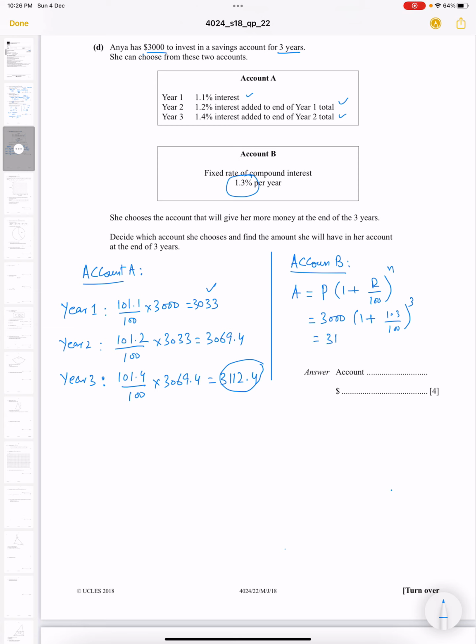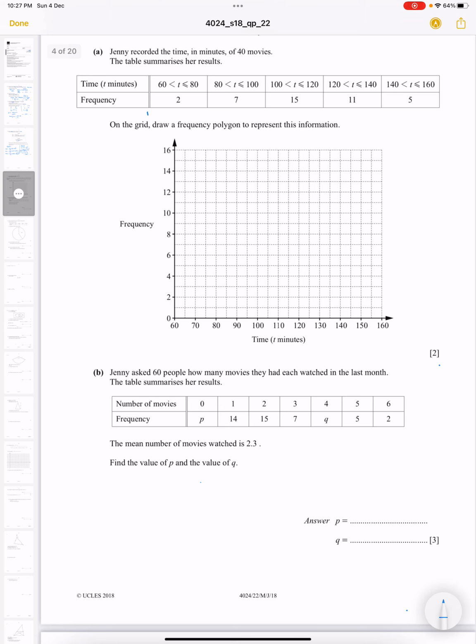3118.5. This answer is 3118.5. So definitely this A means amount here. Let me write amount. So this account is giving more amount. So account B has more profit. And the amount which she will receive, let's write it here, 3118.5. Let's move to the next question now.